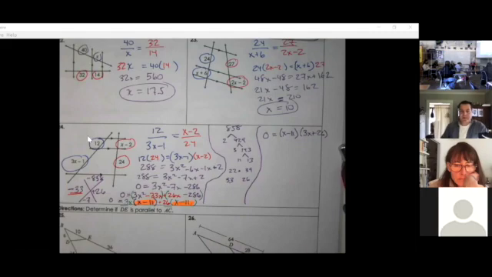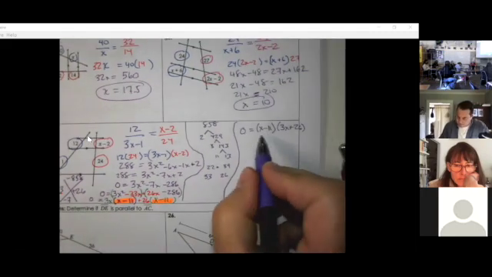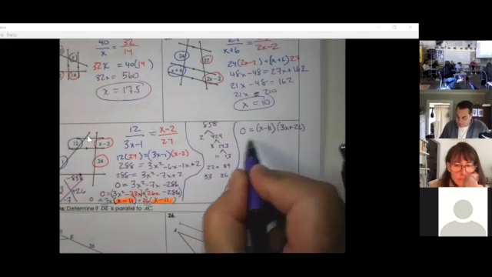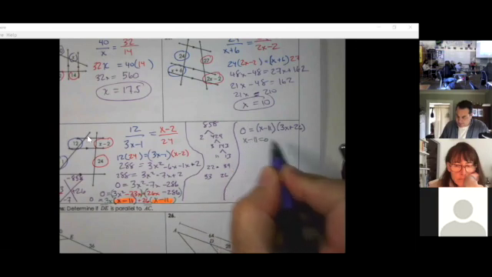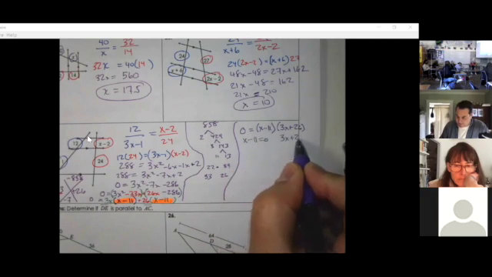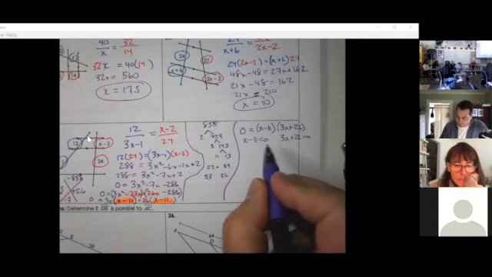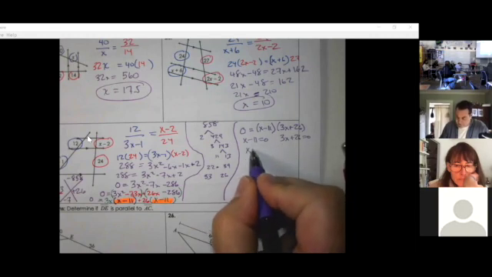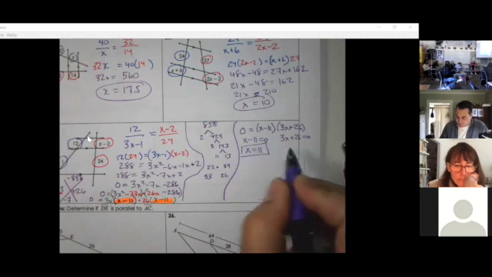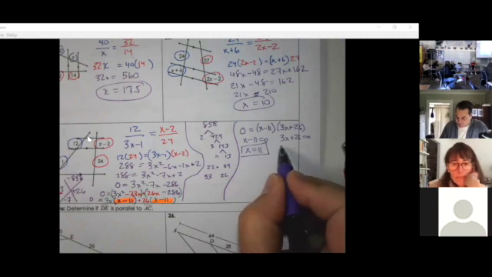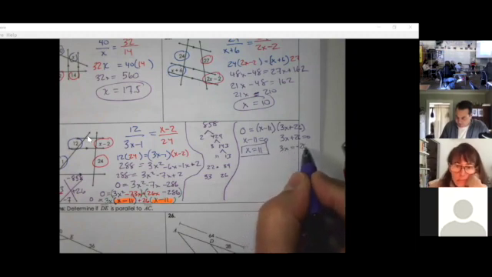And this is the fully factored form. Since they multiply to make 0, either x minus 11 equals 0, or 3x plus 26 equals 0. If x minus 11 is equal to 0, then x equals 11. If 3x plus 26 equals 0, then 3x equals negative 26, so x equals negative 26 thirds.